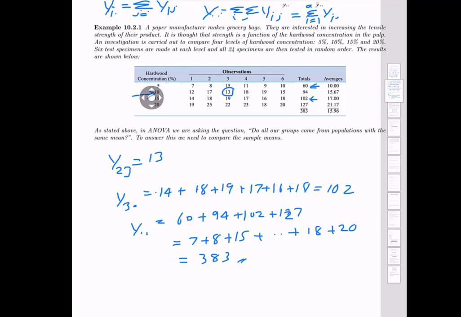Then how do we get y1 dot bar? Y1 dot bar equals the summation of y1j divided by 6, right? So the summation over j of y1j equals y1 dot, divided by 6. Y1 dot equals 60, divided by 6 equals 10. So similarly, you can find the rest of the averages.